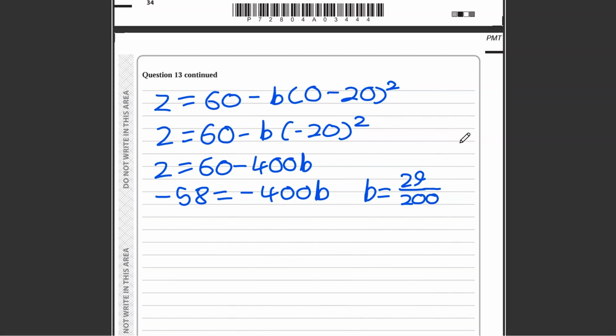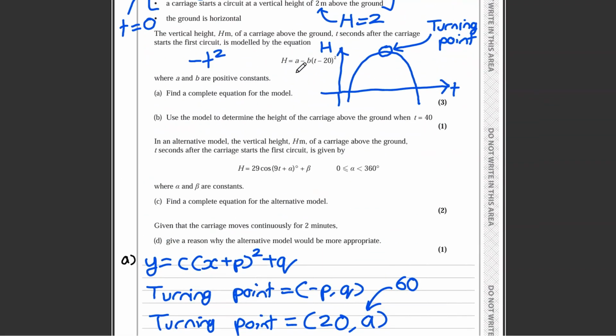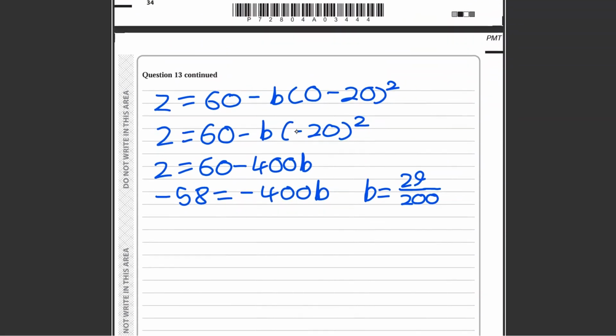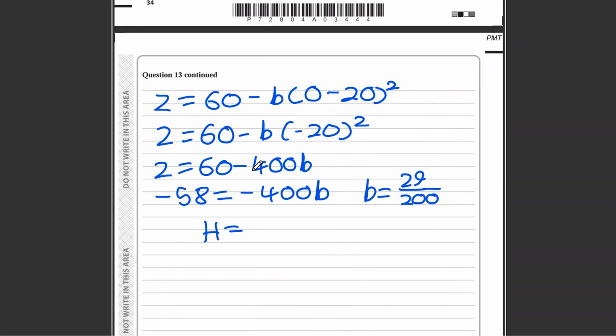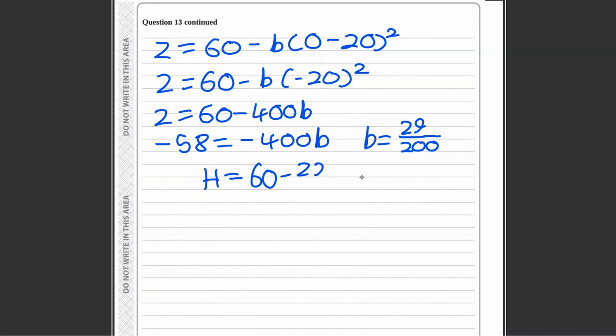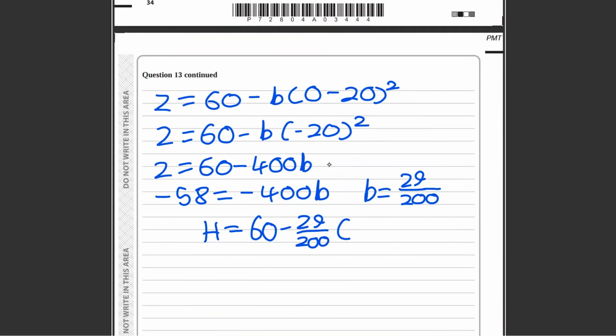So this is the value of B, 29 over 200. Therefore we can write out a complete equation for this model by subbing in A and B. So it's going to be H is equal to, so A is 60, and then minus B, which we now know is 29 over 200, and then it's going to be the T minus 20 squared.